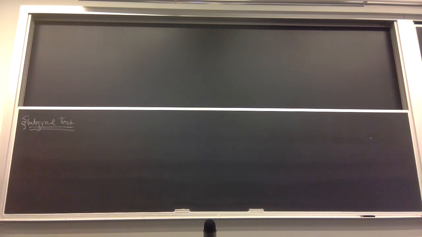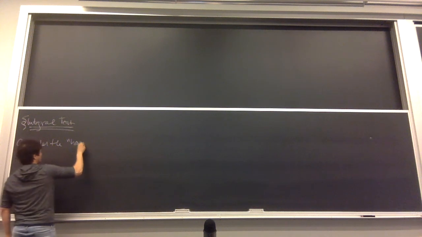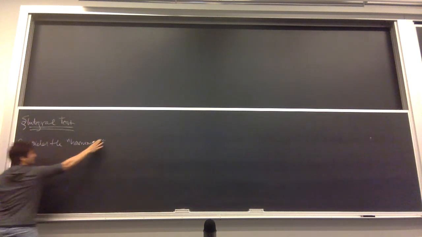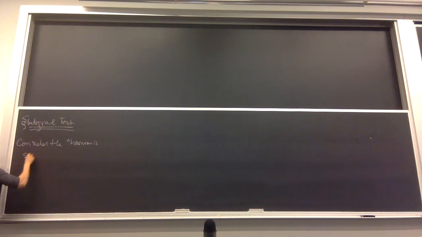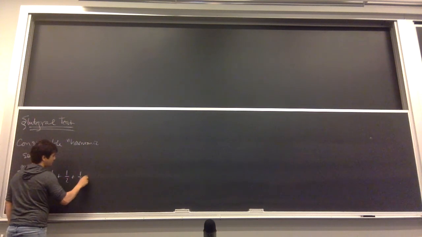So what I want to start with today is something called the harmonic series. And that's a sum of this form. It's the sum k equals 1 to infinity of 1 over k, which is 1 over 1, 1/2, a third.